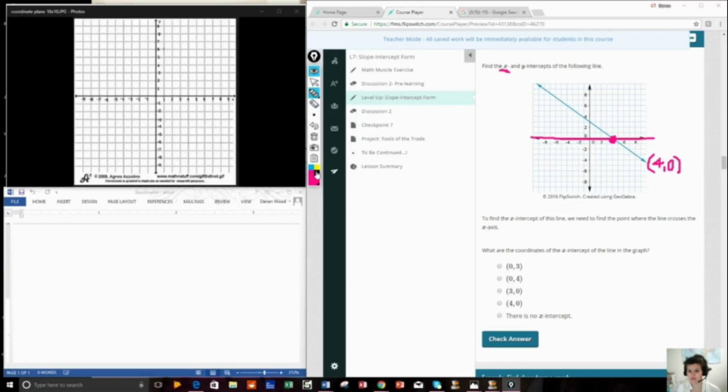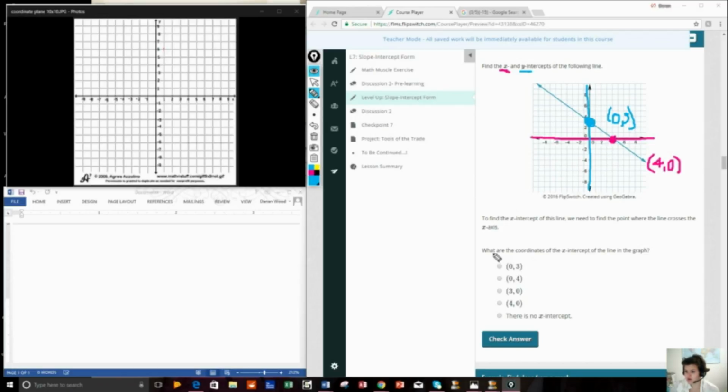And then I'm going to use blue, and I'm going to look for the y-intercept. The y-intercept is traveling along the y-axis, and wherever the given graph hits the y-axis, and that is this point right here. So the coordinates of that are 0 because it didn't move left or right, and 1, 2, 3. Up 3.